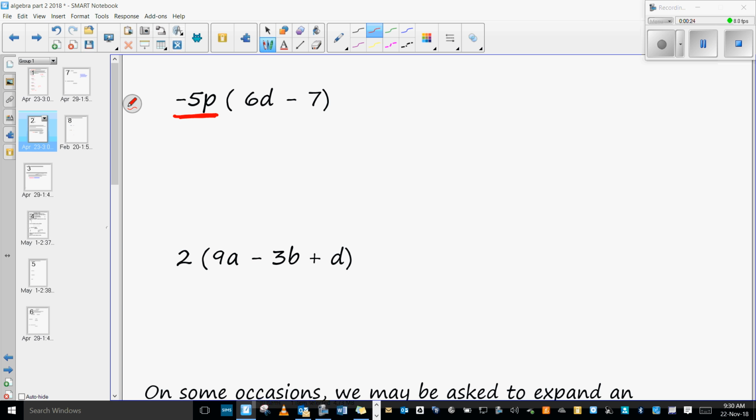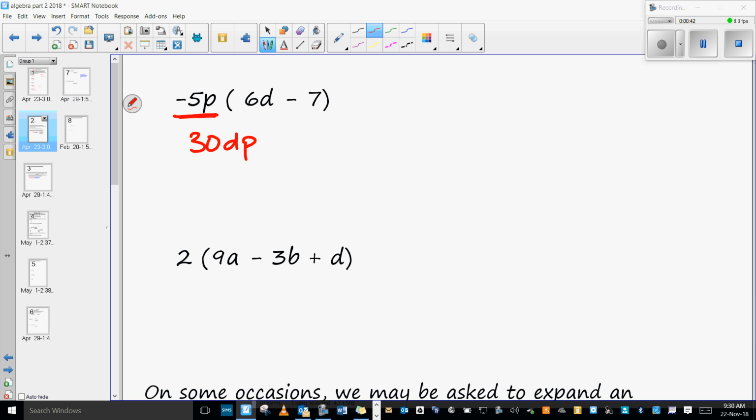So let's imagine, just ignore the sign for now. So we've got 5p multiplied by 6d. Georgie, what would that give us? 30pd. Good girl.